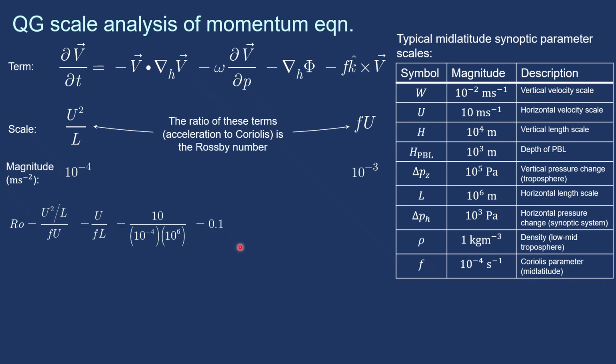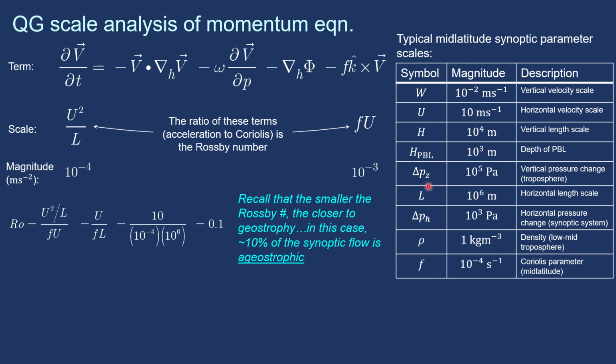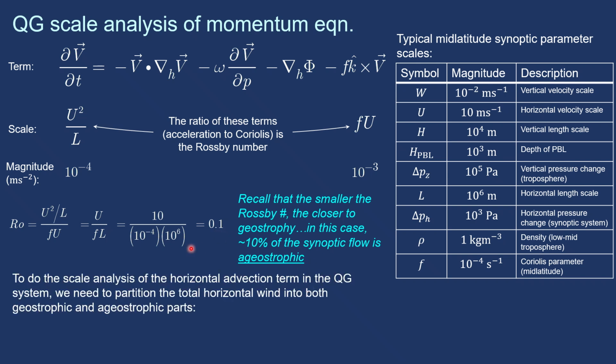The fact that it's 0.1 in this particular instance, using the scales that we have here, suggests that roughly 10% of the synoptic flow is not geostrophic, or ageostrophic, as we will refer to it. So the smaller the Rossby number, the closer to geostrophy, but in this case, because we get not 0 but 0.1, that suggests that roughly 10% of the overall flow is ageostrophic. To continue the scale analysis by looking at the first term on the right-hand side of the equal sign, which is the horizontal advection term, we need to take the total horizontal wind V and break it into both geostrophic and ageostrophic parts.